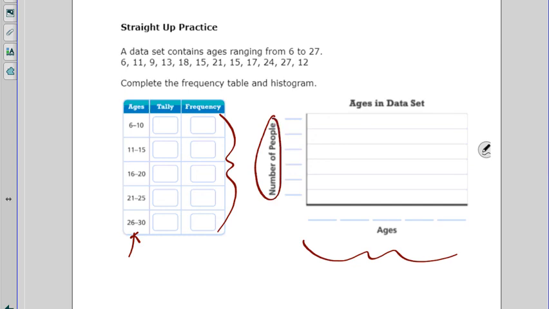Just make sure your increments are equal. We don't want to go up by 2 and then go up by 10 and then go up by 7. It has to go up by equal increments. Give that a whirl and we'll talk about it in class.